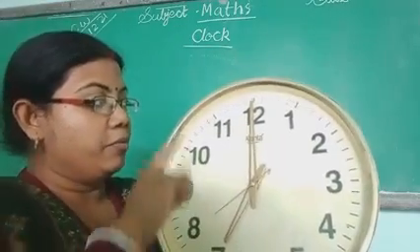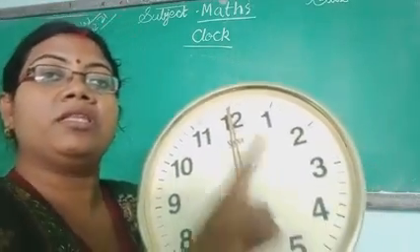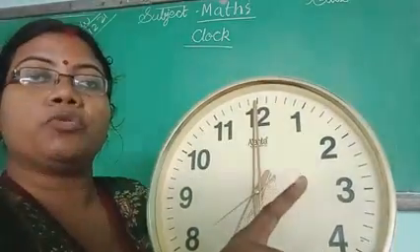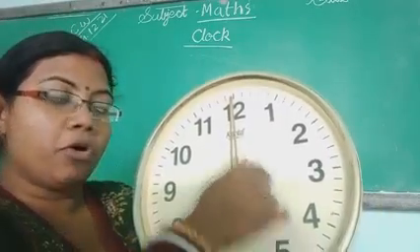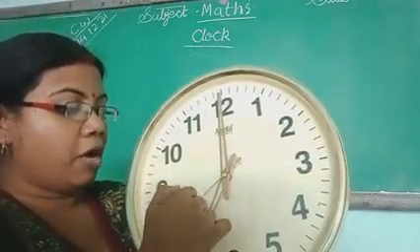So it is the minute hand, it is the hour hand. The minute hand should be at 12, and if the hour hand is at 6, then it is 6 o'clock. If the hour hand is at 4, 4 o'clock. If the hour hand is at 3, 3 o'clock.